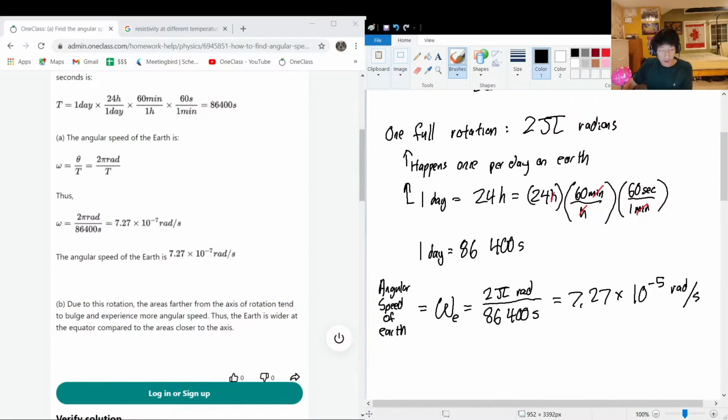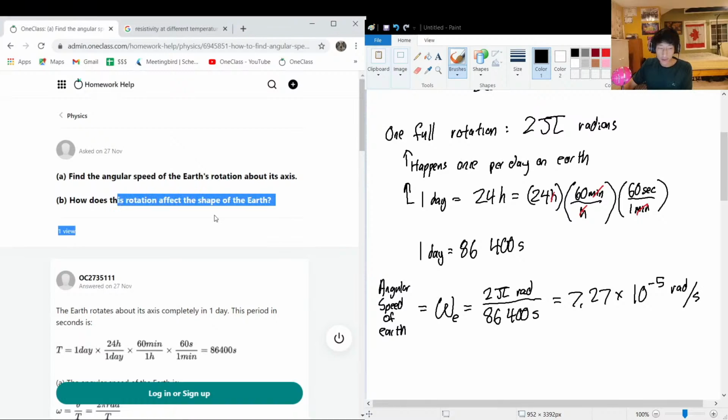And due to this rotation, it's asking us, how does this rotation affect the shape of the Earth? So as you spin faster, things that are farther away from you will try to get even farther away from you. Think about a wet mop, and you can see the water trying to splash off. A similar thing happens with Earth. So Earth is a little bit more chunky towards the equator, more thick, because things are trying to expand outward.